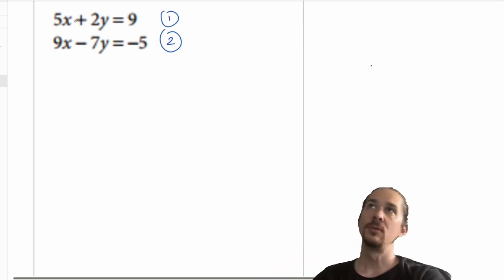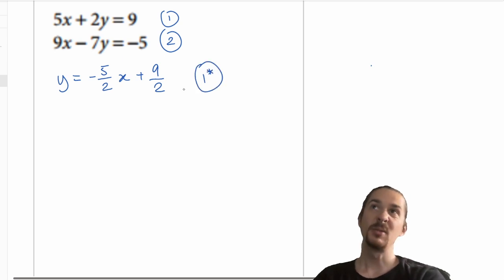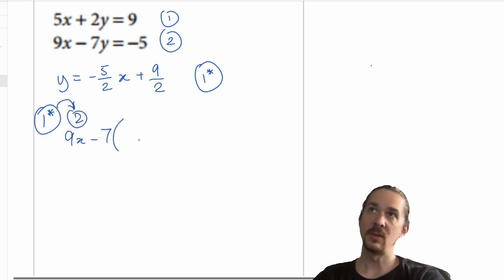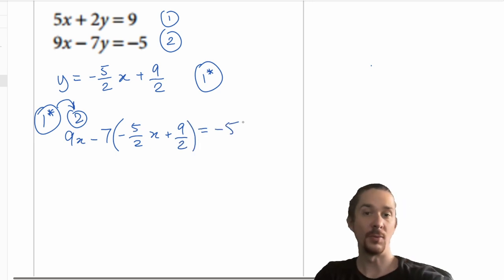The first thing I'm going to do is rearrange the first equation. So it's going to say y is negative 5/2x plus 9/2. I'm going to call this 1 star, and I'm going to substitute that into the second equation. So we go 1 star into 2, so we're going to get 9x minus 7 amounts of negative 5 over 2x plus 9 over 2 equals negative 5. So we want to solve this now for x.